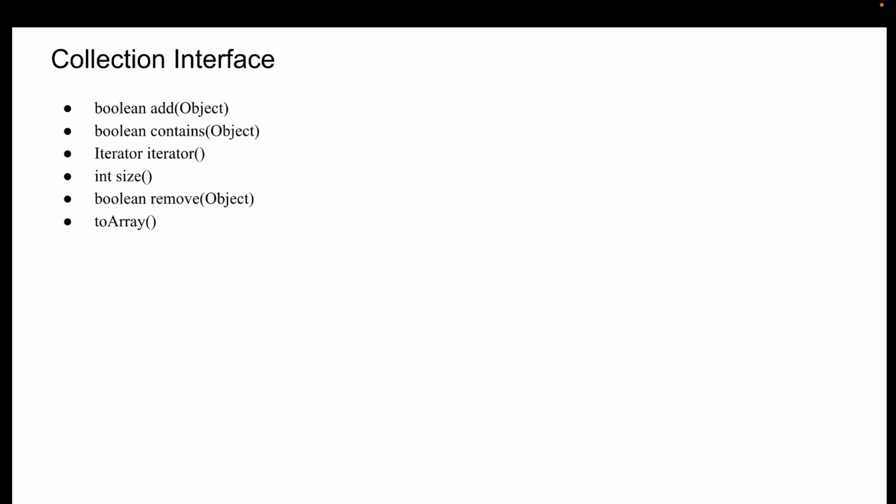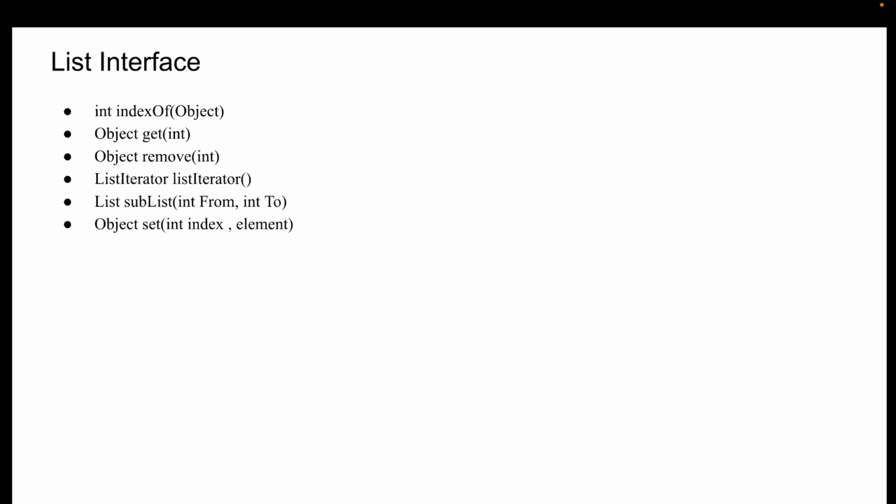We'll see how we basically remove when we go through each of these collection entities. Then there is a toArray method. If you want to convert any collection object to an array, that also we can do. We'll see how we can do that as well.